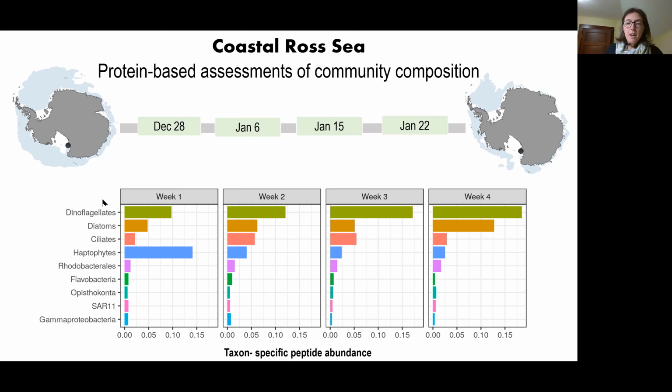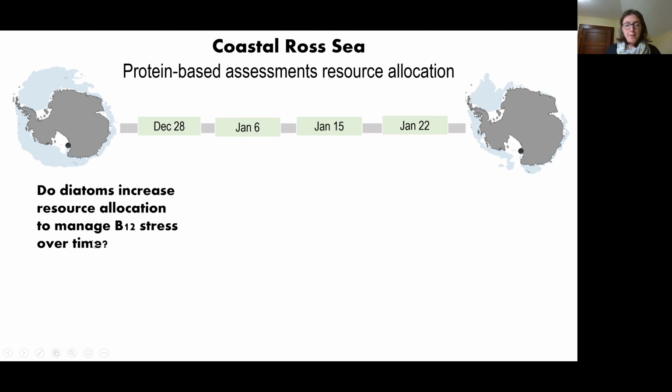So what we can do now with this is ask what protein allocation strategies are helping these diatoms succeed here in the face of this increasing micronutrient stress that they're facing. So we'll focus on diatoms for a little bit. In order to ask this question, we might want to know, are diatoms increasing the amount of resources that they allocate to manage B12 stress over time?